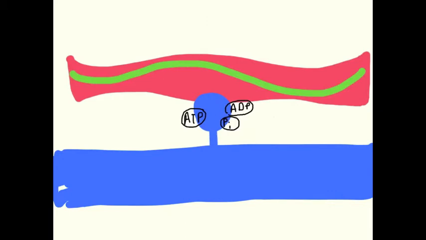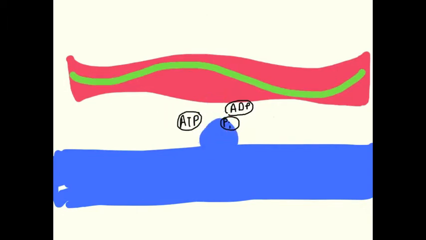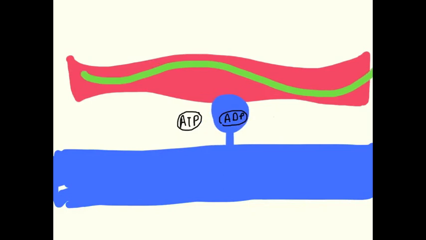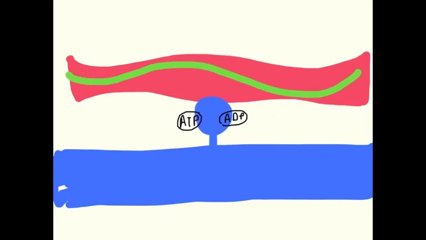Okay, let me clarify this. The next cycle begins when this ATP binds to the myosin head and breaks the cross bridge. Then ATP hydrolyzes into this ADP and this phosphate, which energizes the myosin head again. The phosphate breaks off, which binds the myosin head to the binding site. Then the power stroke contracts the filaments, and ADP is detached to be recycled again.